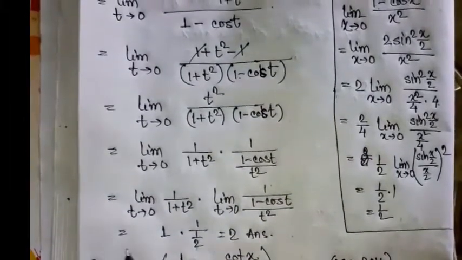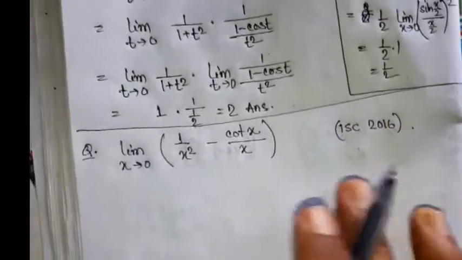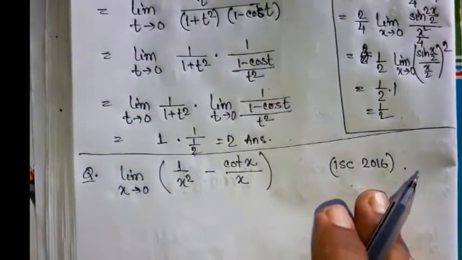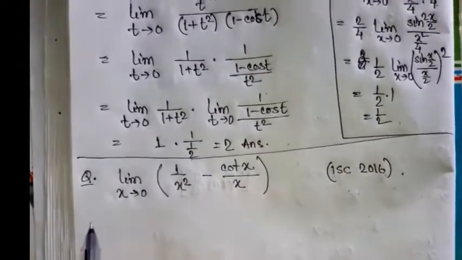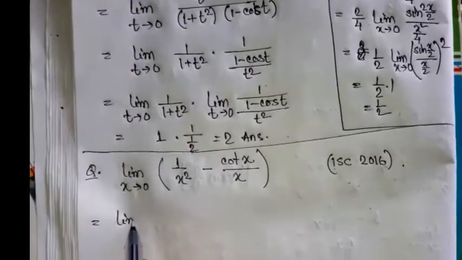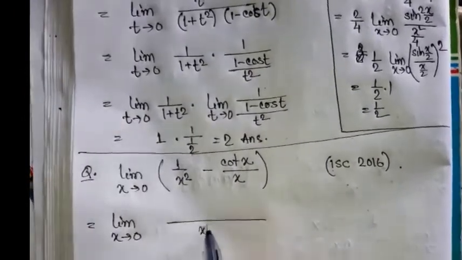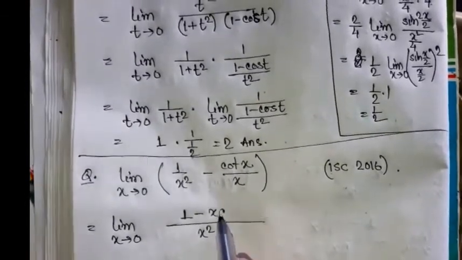Understood? Very good. Next, this problem. For this problem also you can identify the indeterminate form, so just consider the LCM. Then limit x tends to 0. If you consider the LCM here, then x square, so 1 minus x cot x.